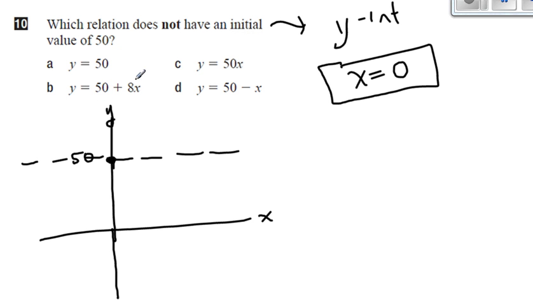Part B, if I let x equal 0, 8 times 0 is 0, this is definitely a starting value of 50. C, if I let x equal 0, I get y equals 0. This is not a starting value of 50. So my answer is C, but we'll double check by looking at D. If I let x equal 0, this is a starting value of 50. So therefore I'm right. The answer is C.